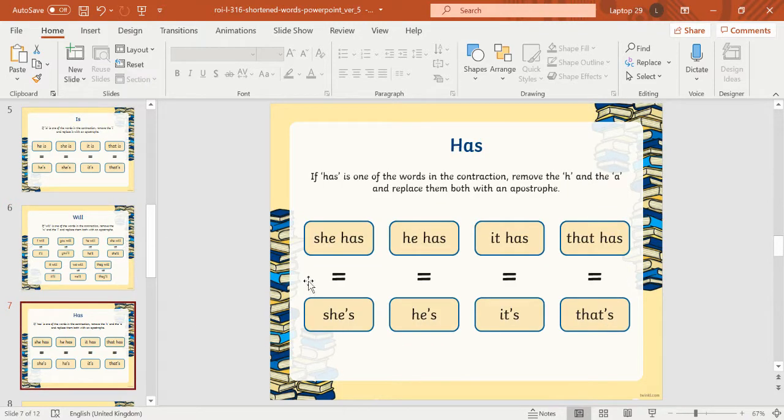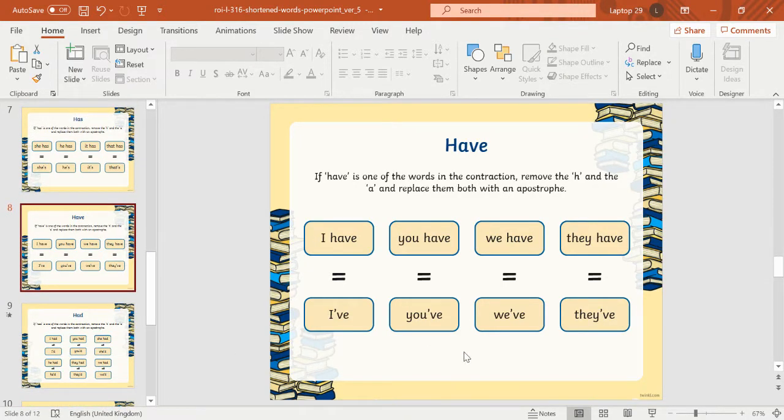For has, again, two letters removed this time. So if has is one of the words in the contraction, remove the H and the A and replace them both with an apostrophe. So she has becomes she's. We've removed the H and the A to make it she's. The same with he has becomes he's, and so on. Let's have a look for our next one.